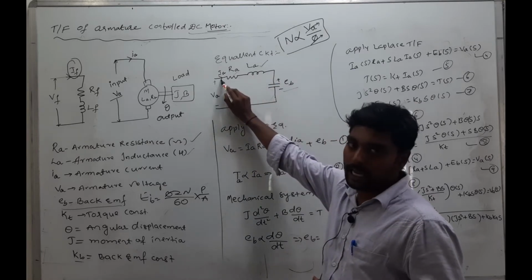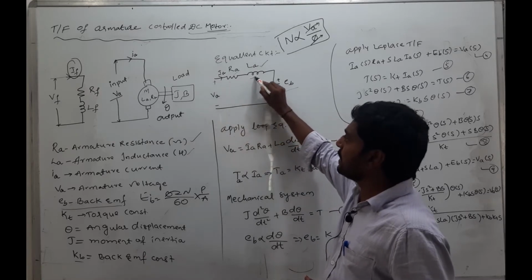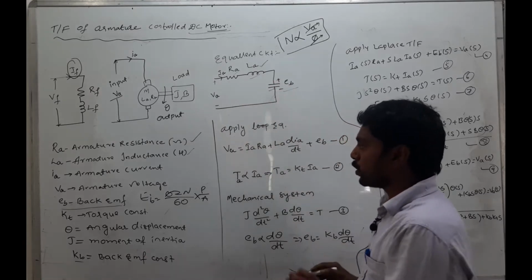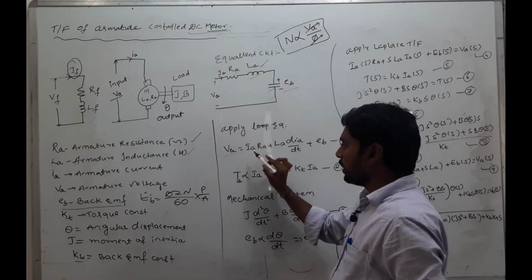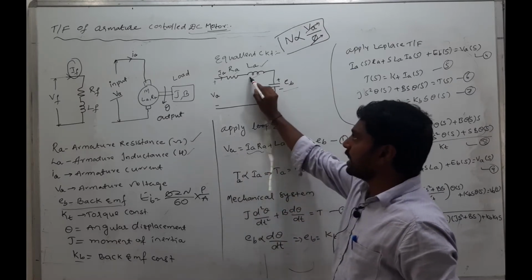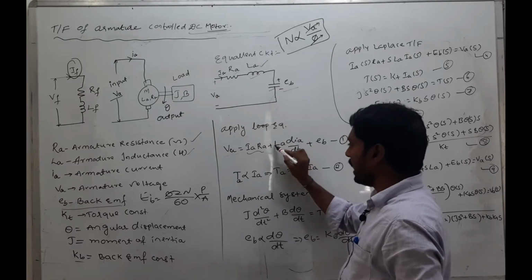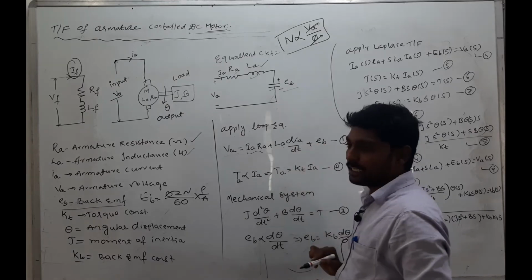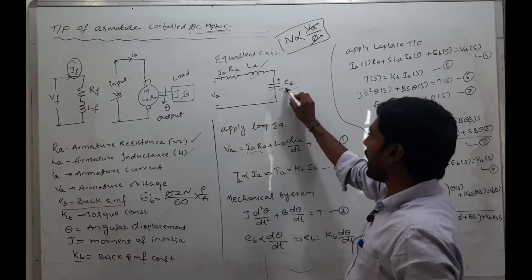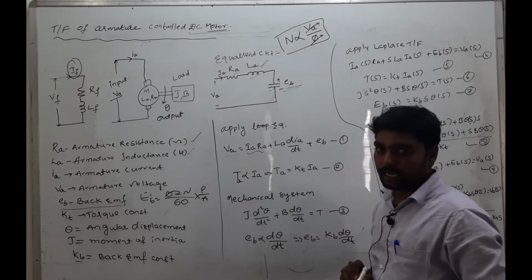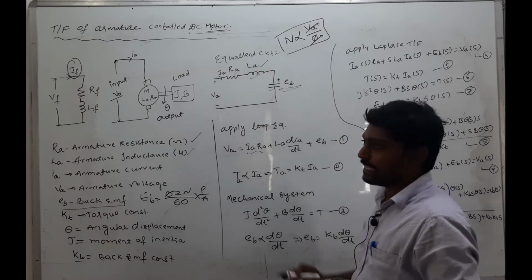Here the armature current IA is the same amount of current passing through this resistor and this inductance. This is the back EMF. Then the total armature voltage VA is equal to IA RA plus the voltage across the inductor, LA into dIA by dt, plus the back EMF EB. This is the voltage equation, equation number 1, obtained by using this equivalent circuit.